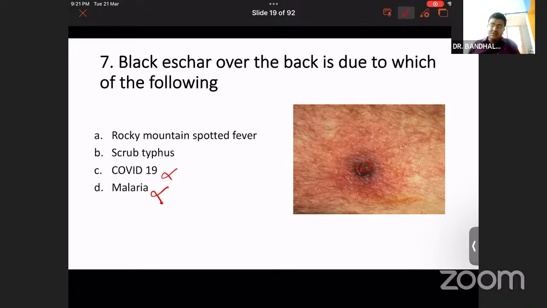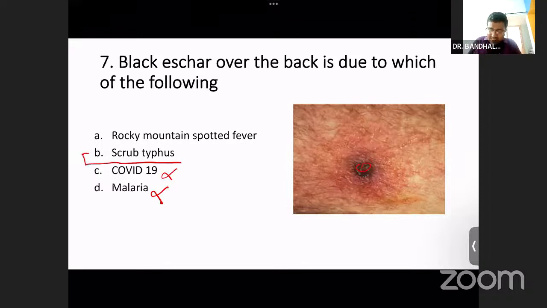So most of you might have been stuck with two options, Rocky Mountain spotted fever and scrub typhus. Both are tick and mite-borne disorders. If you want to remember, in the rickettsial infections, only two infections will lead to black eschar. One is scrub typhus, another is rickettsial pox. Only these two infections will lead to this. So obviously the answer here is scrub typhus.